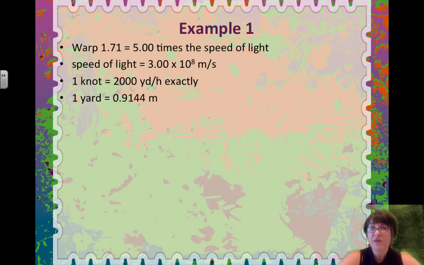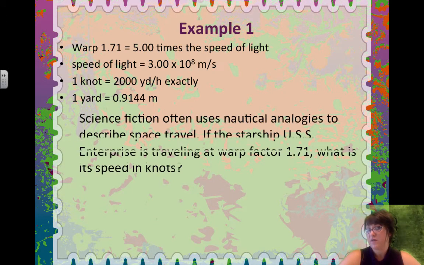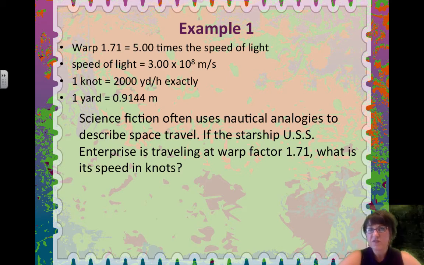In this example, we have a Star Trek example. Science fiction often uses nautical analogies to describe space travel. So if the starship USS Enterprise is traveling at a warp factor of 1.71, what would its speed be in knots? Now I purposely did not use metric units here because that would be too easy for you smarties. I'm using crazy units that we don't use much. Nautical units. What?